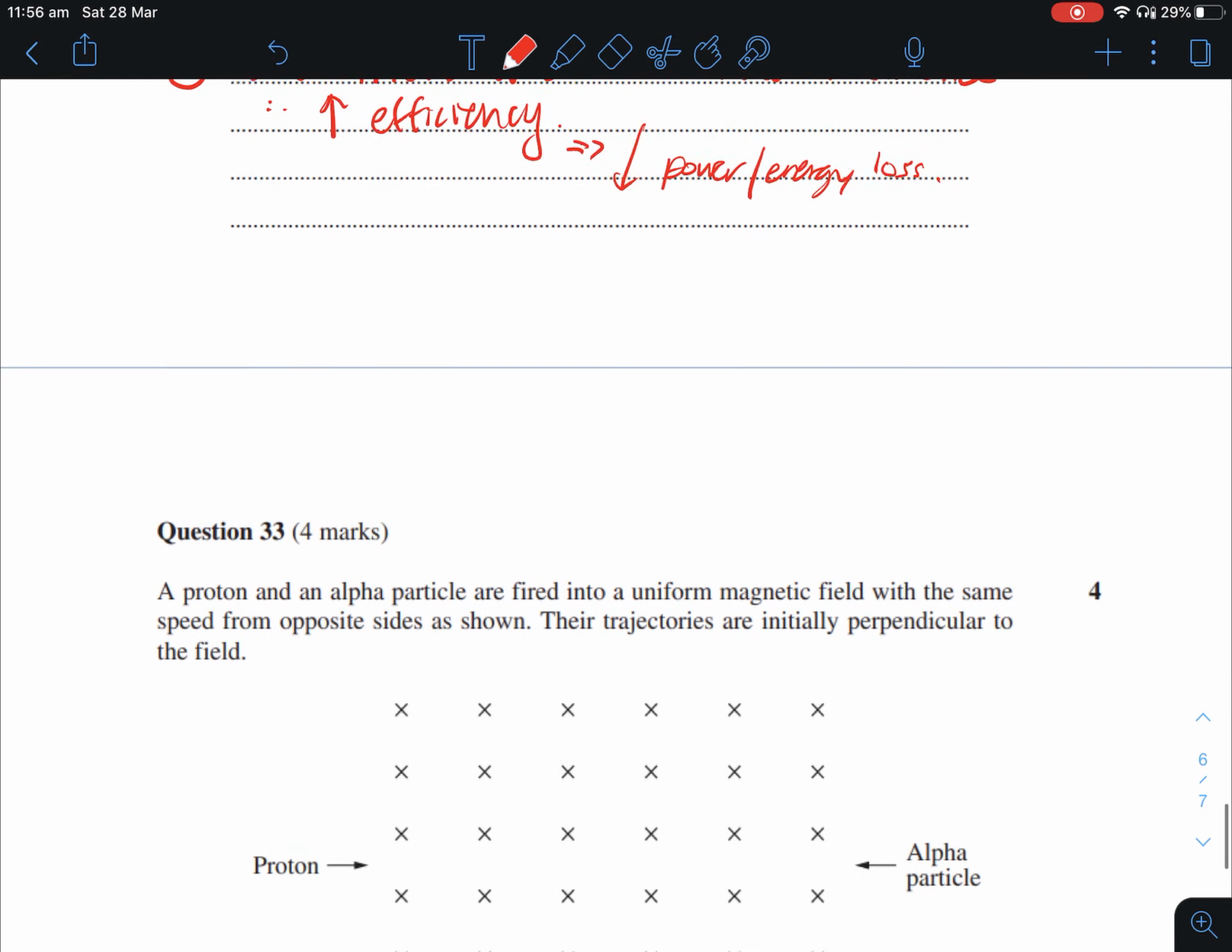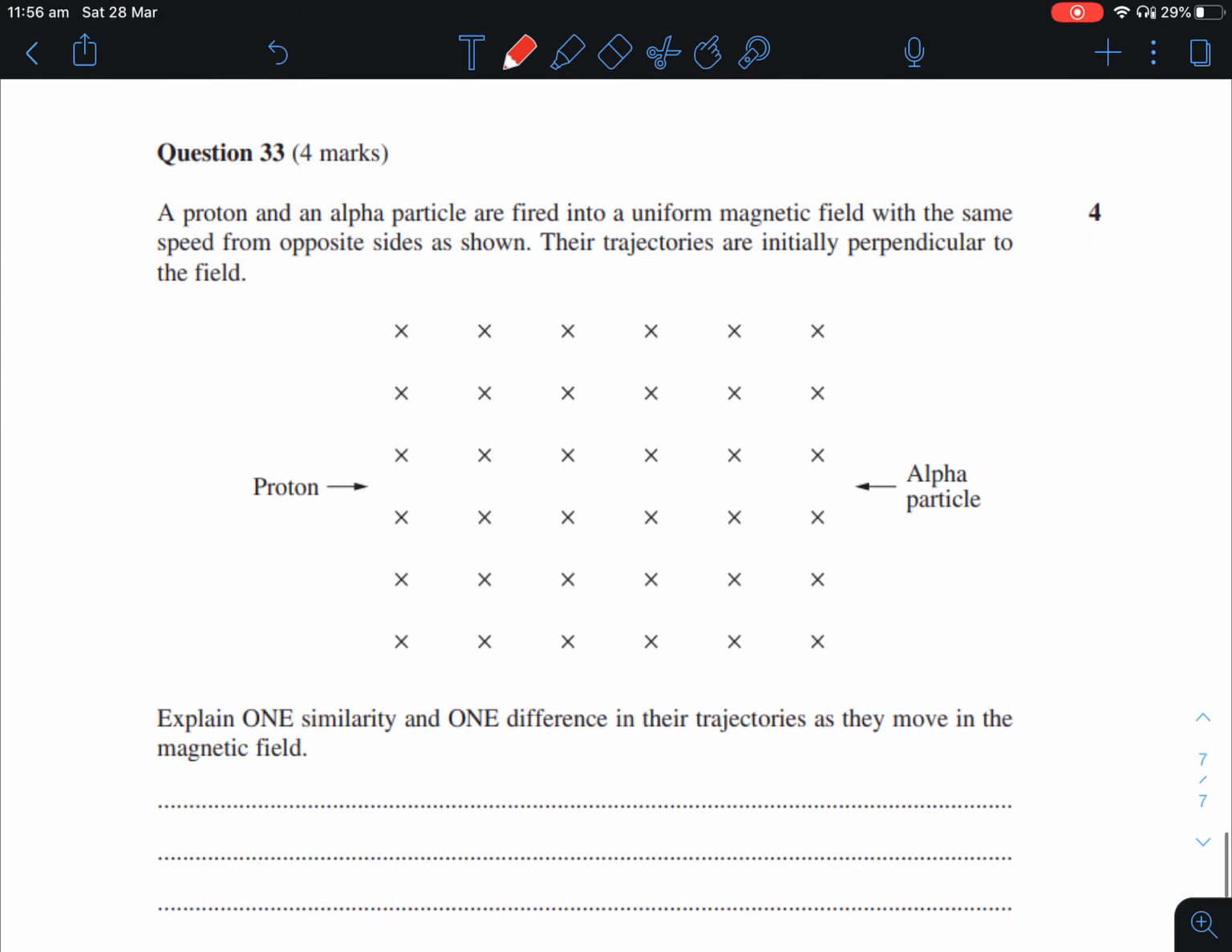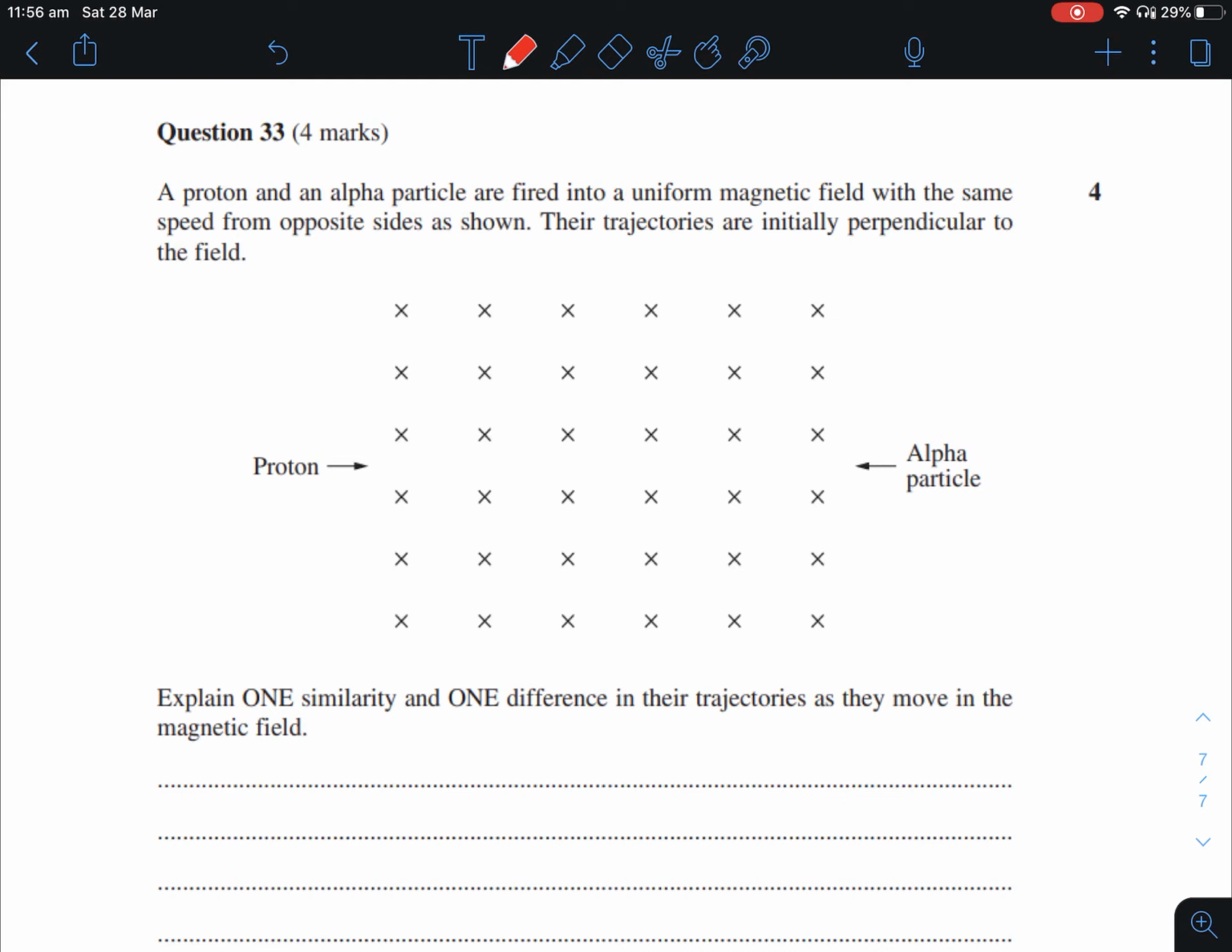All right, let's continue to our last question. So question 33 says, a proton over here, which by the way has a charge of +1, and an alpha particle, which by the way is just a helium-4 nucleus, which has 2 neutrons. So remember, this has 2 neutrons and 2 protons. So really it has a charge of +2. It's fired into a uniform magnetic field, with the same speed, v. And the trajectories are initially perpendicular to the field. Explain one similarity and one difference.